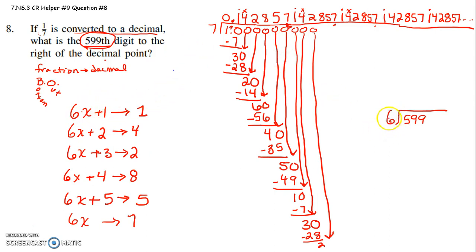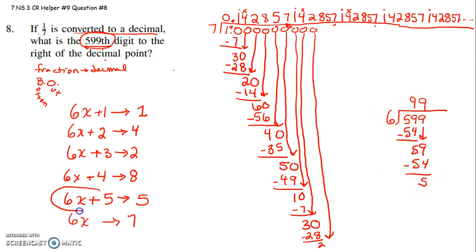I don't know. So 6 goes into 59 9 times. 9 times 6 is 54. Subtract off, we got 5. Drag down a 9. 6 goes into 59 9 times. 9 times 6 is 54. Remainder 5. So this 599 is a multiple of 6 plus 5.